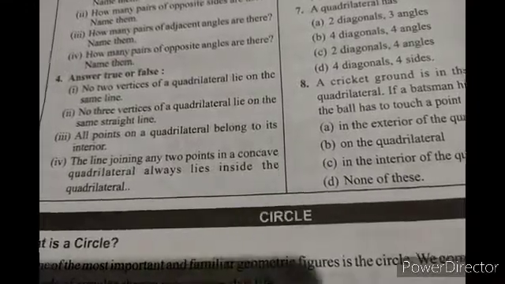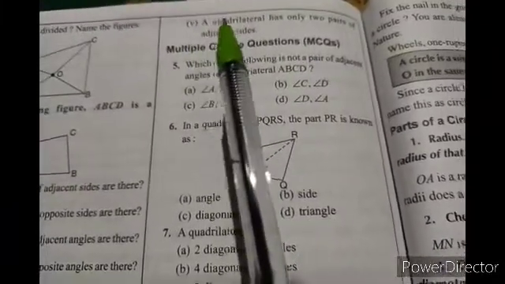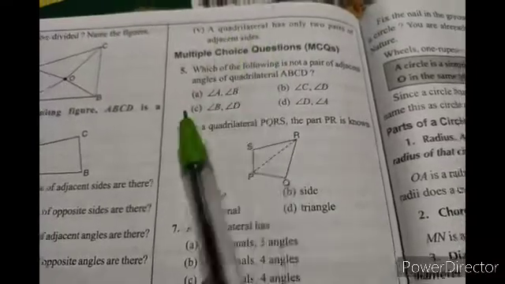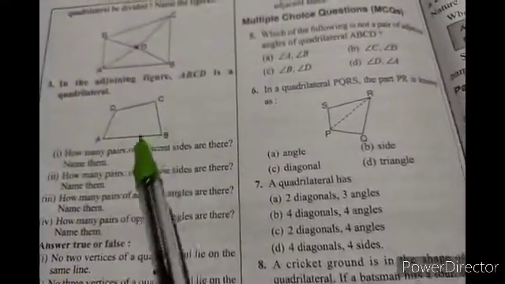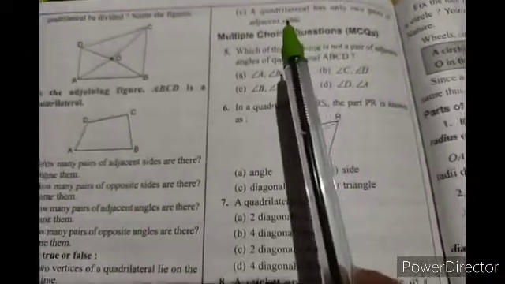So our question is, the line joining any 2 points in a concave quadrilateral always lies inside the quadrilateral. It is false, because one of the diagonals lies outside the quadrilateral. Next, 5. A quadrilateral has only 2 pairs of adjacent sides. It is false, because a quadrilateral has 4 pairs of adjacent sides.